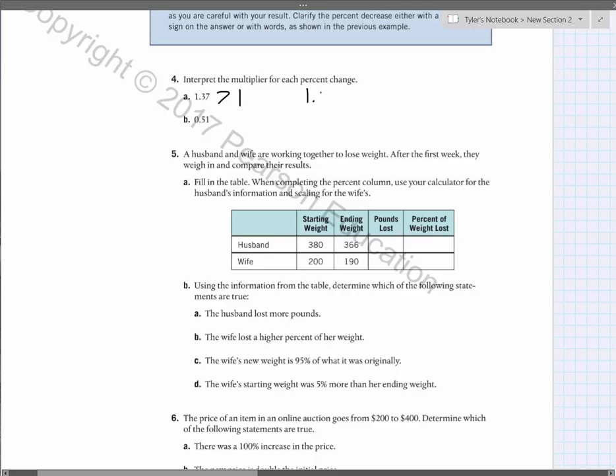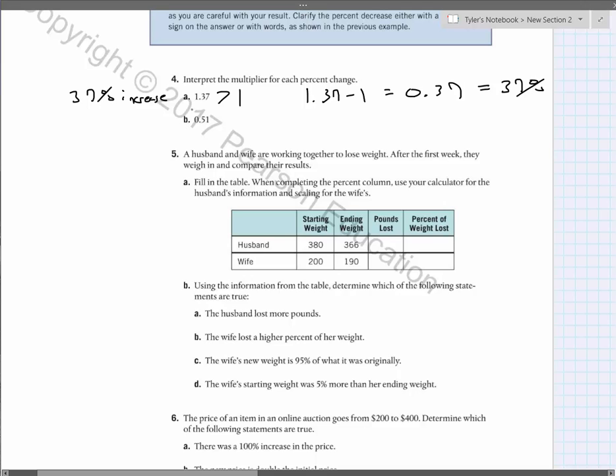So if I take 1.37 minus 1, I get 0.37. So that's going to leave me with the percentage, right? So 0.37 is equal to 37%. So for 4a, that's going to show a 37% increase. So here we could just say 37% increase.